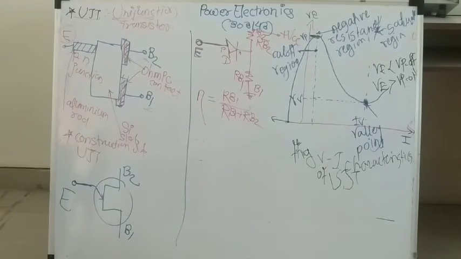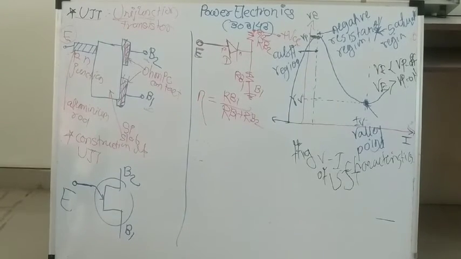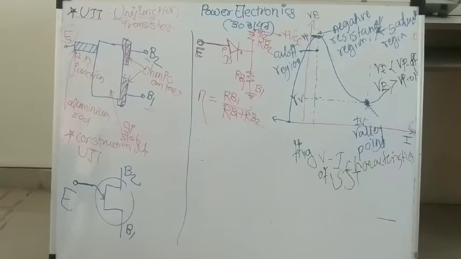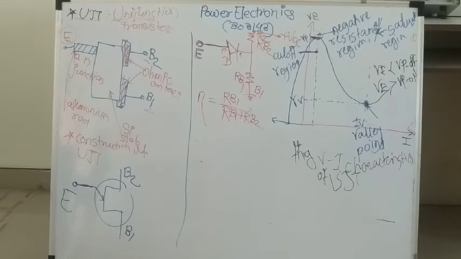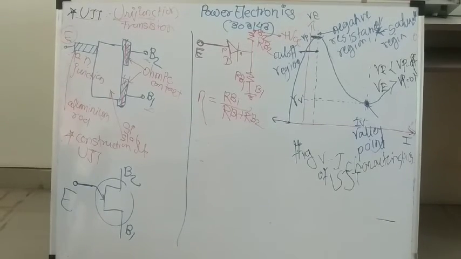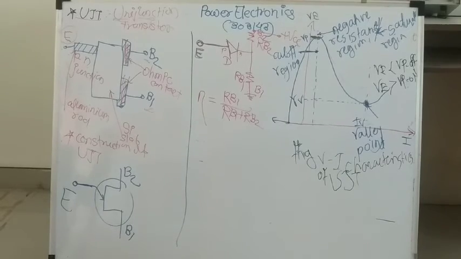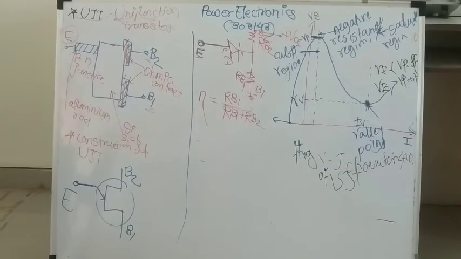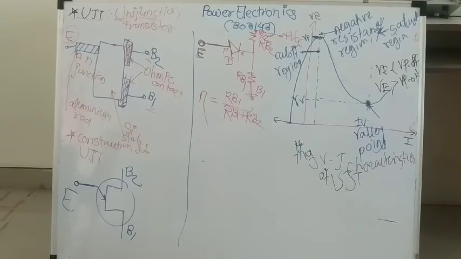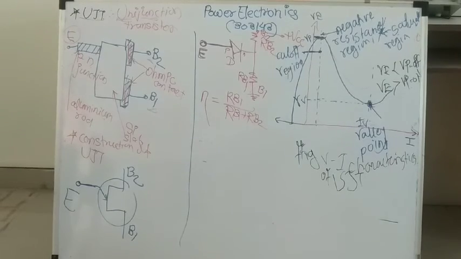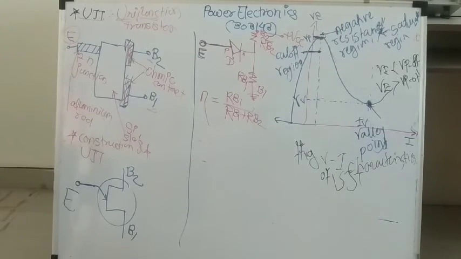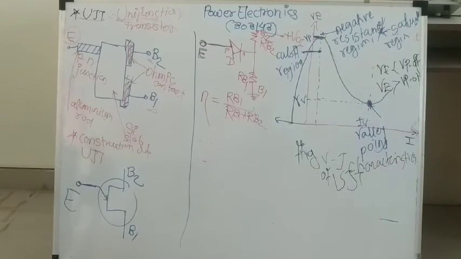Now see the applications. Why do we learn this UJT? Because this UJT has important applications, and the first important application is that it is used as a triggering device for SCR and triac. Because for SCR and triac we need a gate pulse, and to provide the gate pulse with proper voltage and current, we need the UJT circuit. If we provide the gate pulse directly, it may damage your SCR, and to avoid this, a separate circuit is designed for triggering the SCR, that is the UJT. It is used for triggering SCR as well as triac.